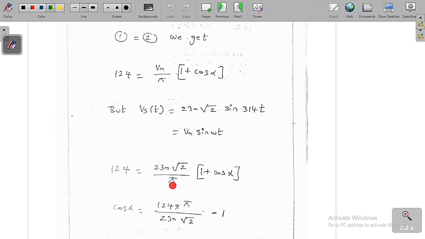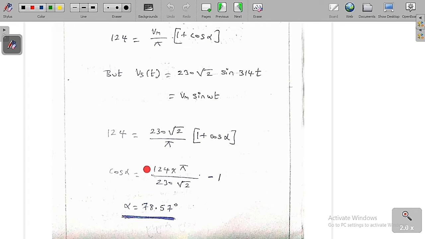So this is only one equation with only one parameter alpha. If you solve this, finally we are going to get cos alpha is equal to 124 into pi by 230 into root 2, minus 1. If you solve this equation, finally we are going to get alpha is equal to 78.57 degree. But this solution is not there in the given options in the question itself. So we can say for this question there is no solution.